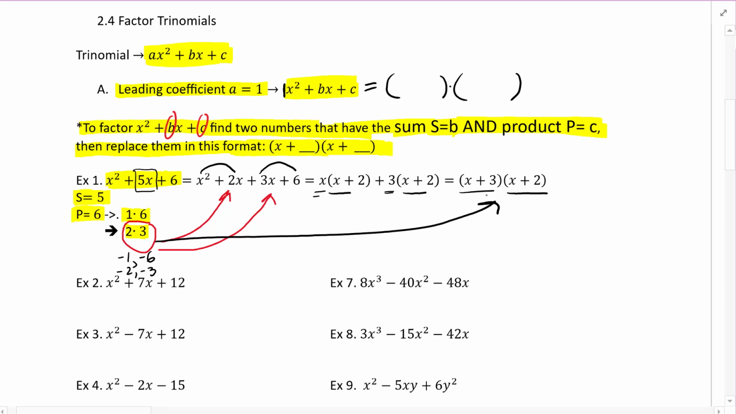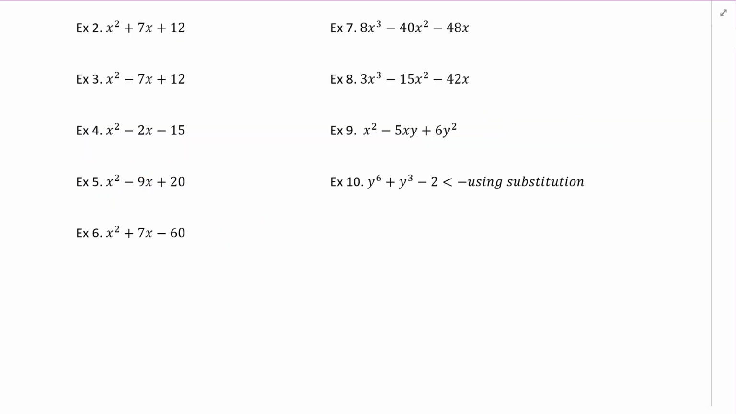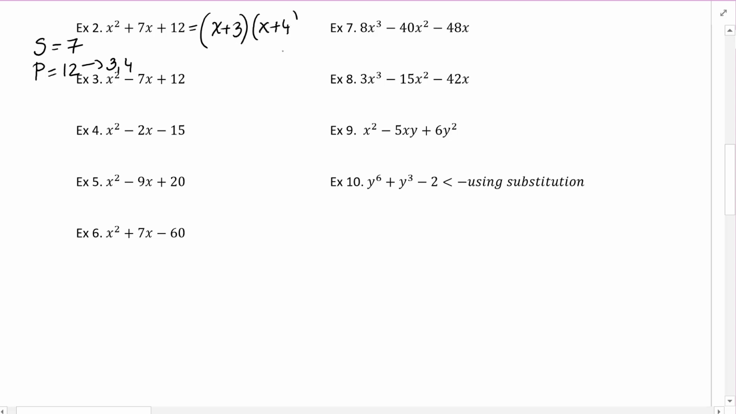So now let's take a look at problem 2. In problem 2, I'm looking for two numbers that have the sum 7 and the product 12. So let's see, 3 times 4. 3 times 4 is 12, 3 plus 4 is 7. So the factors are x plus 3 times x plus 4. Let's take a look at problem 3. We are looking for two numbers that have the sum -7 and product 12. So the two numbers are -3 and -4, because -3 times -4 is 12 and -3 plus -4 is -7. So the answer is x minus 3 times x minus 4.